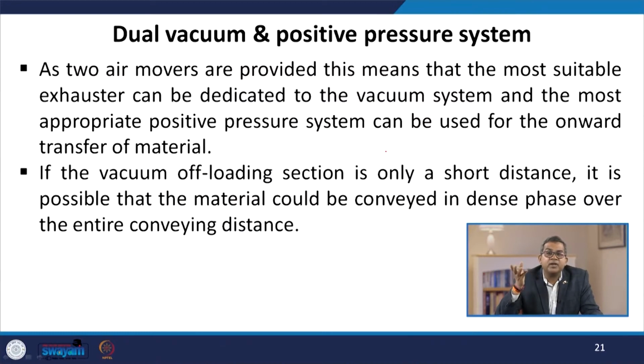In this combination, the two conveying elements are separated and two air movers are provided. As two air movers are provided, the most suitable exhauster can be dedicated to the vacuum system, and the most appropriate positive pressure system can be used for onward transfer of material. If the vacuum offloading section is only a short distance, it is possible that material could be conveyed in a dense phase over the entire conveying distance.